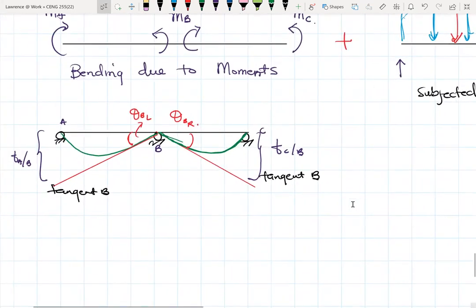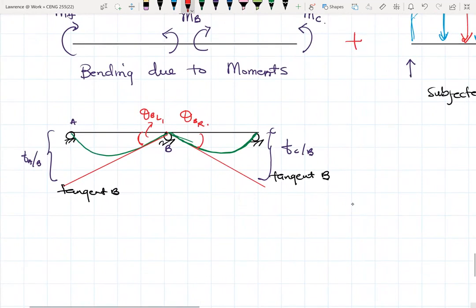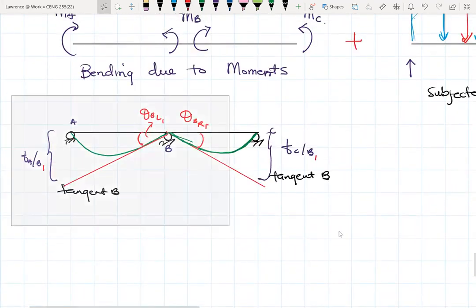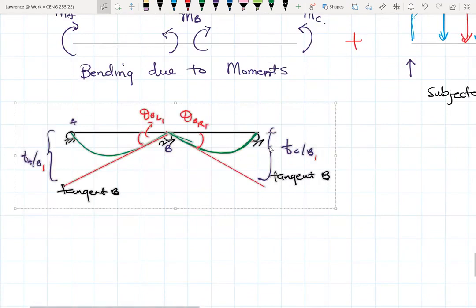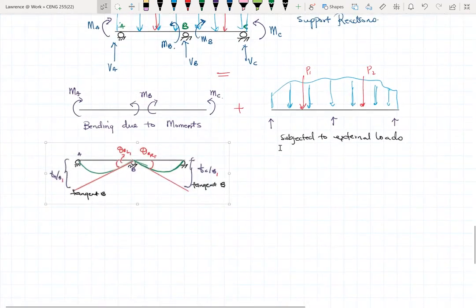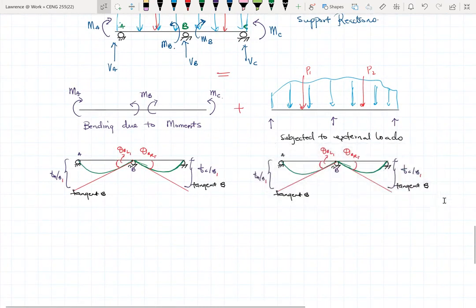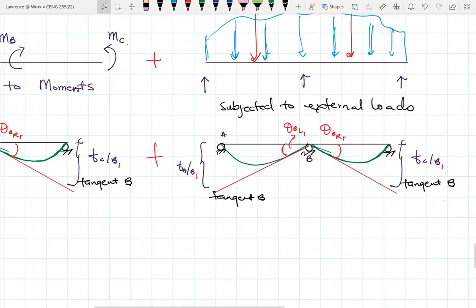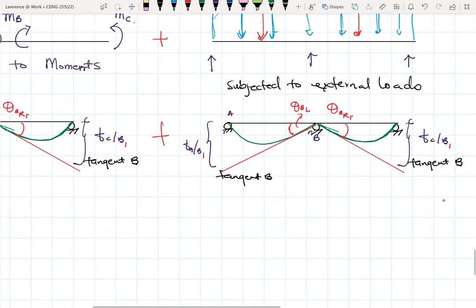So if you're looking at it in terms of bending, that means that we'll have theta B L1 and then theta B R1. Okay, so these are the rotations or the bending that will occur due to only the bending moment. Then on the right hand side, I can also have something similar, so this becomes plus. So if I look at only the external loads, then we have bending here.